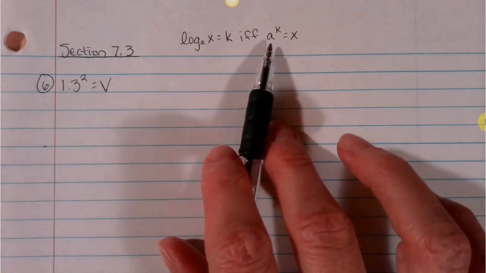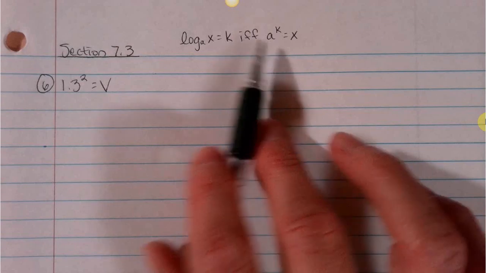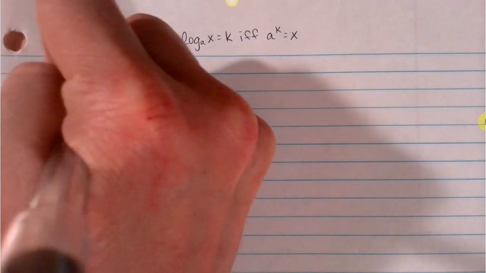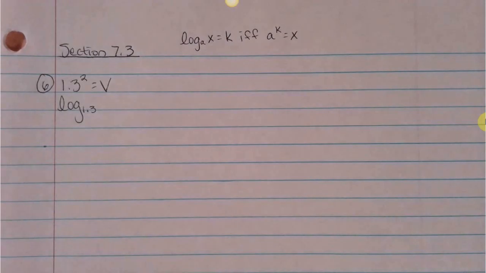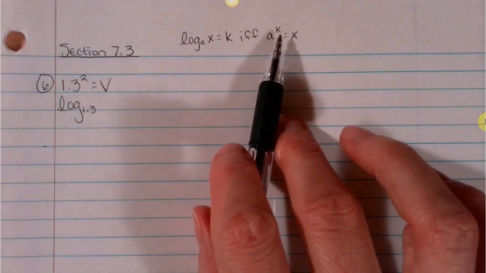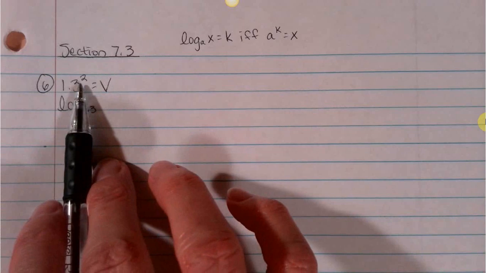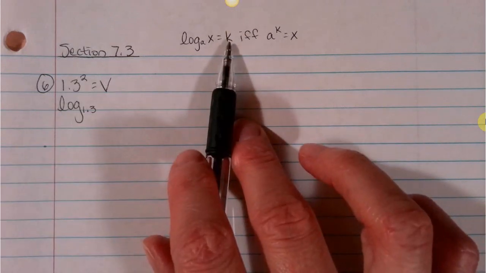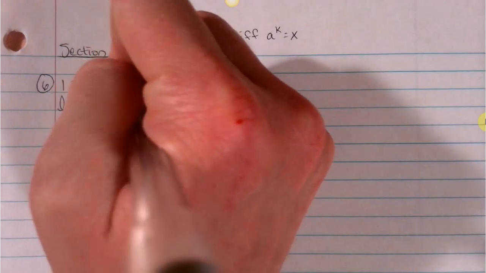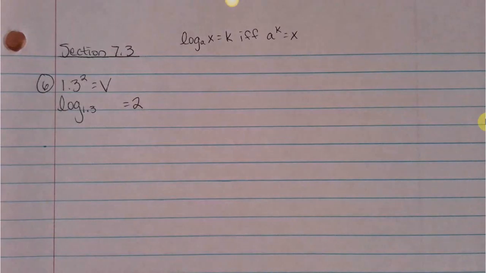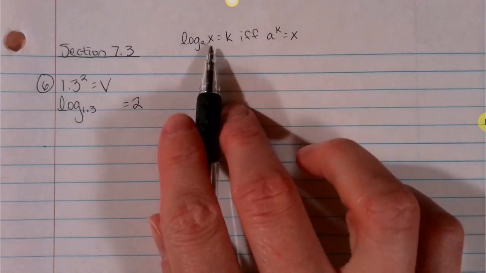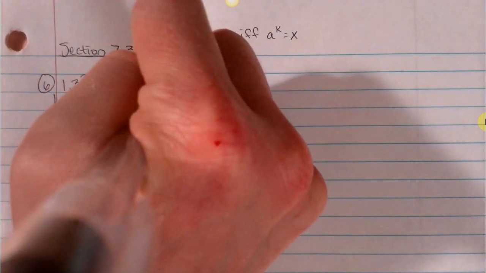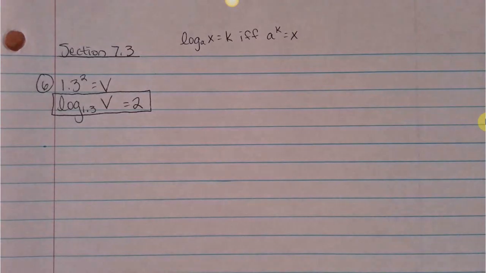So the 1.3 is what's in place of the a, so that's what goes in place of the base on our logarithm. So we'll have the log base 1.3, and then the k is the exponent. The 2 is what's in place of the exponent, so that tells us that it goes in place of the k here, on the other side of the equal sign. And then what's left to go in place of the x that we haven't used yet is the v. So we would have the log base 1.3 of v is equal to 2.